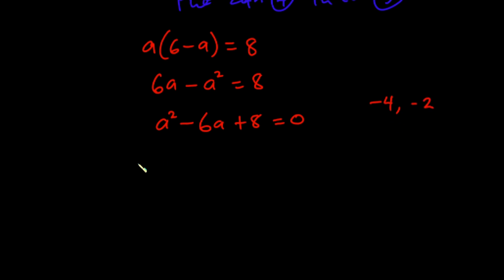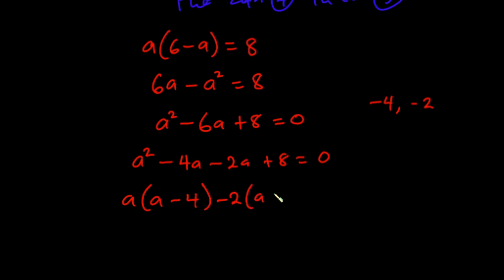So it means that this equation is the same as a squared minus 4a minus 2a plus 8 is equal to 0. And now we can factor a from these two terms. So we have a times a minus 4. Then from these two terms, we have negative 2 times a minus 4. And this is equal to 0. We have a minus 4, a minus 4, so let's factor that one out. We have a minus 4 times, here we are left with a, then this part we are left with negative 2, and this is equal to 0.